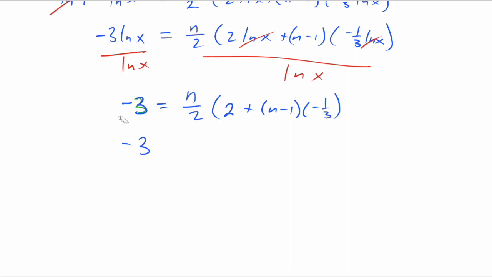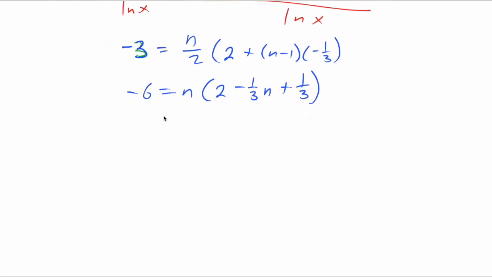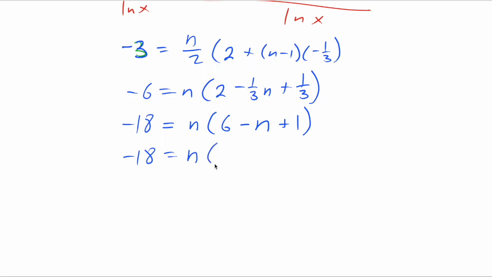So let's multiply both sides by 2, to get rid of these fractions. So we have negative 6 equals n times 2 plus, or actually let's do minus, so we're going to have minus 1/3 n plus 1/3. Let's multiply both sides of the equation by 3. And then we get negative 18 equals n times 6 minus n plus 1. And then we have n times 5 minus n.